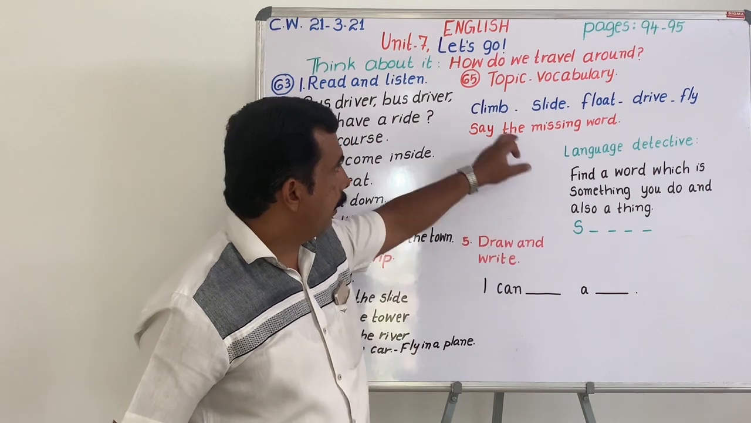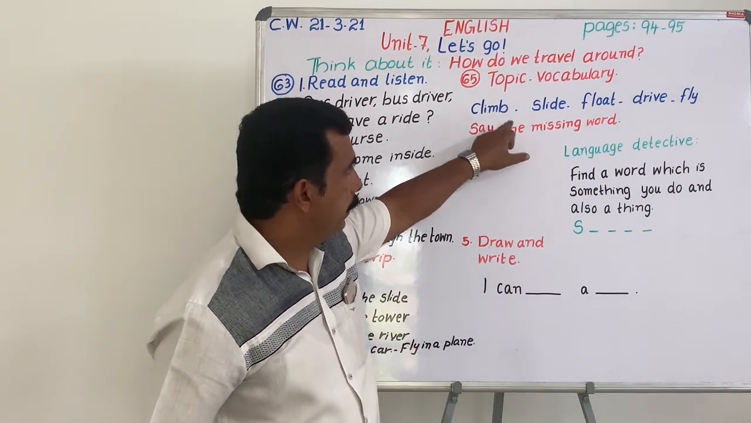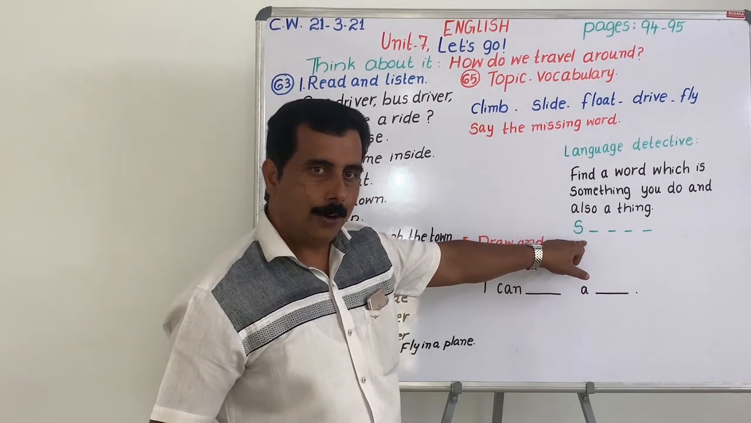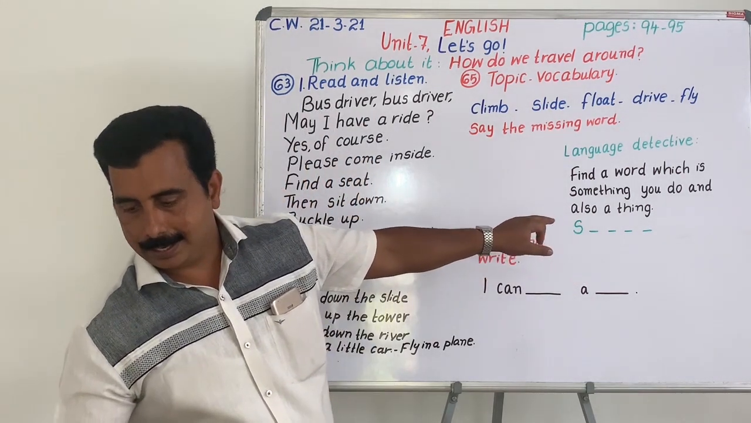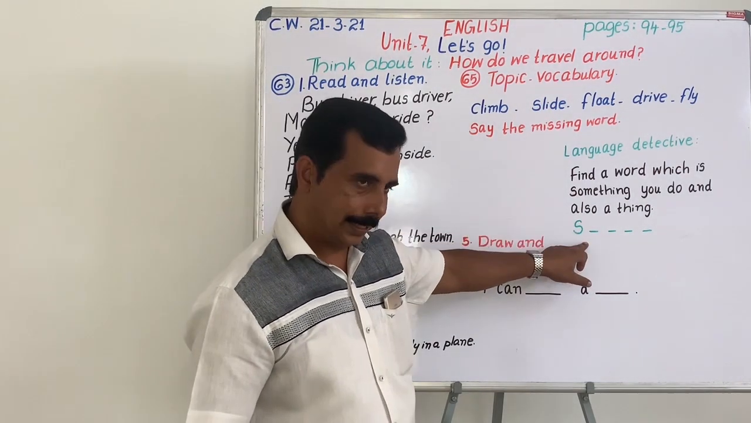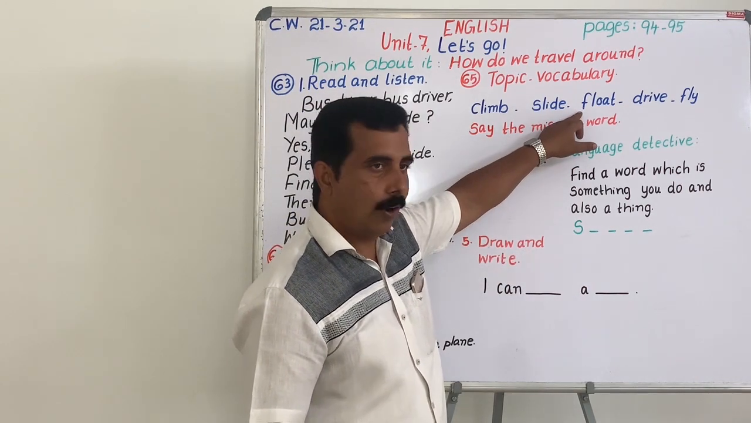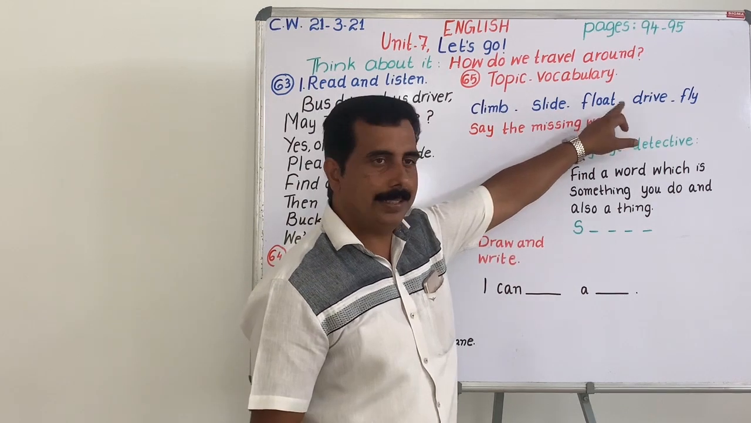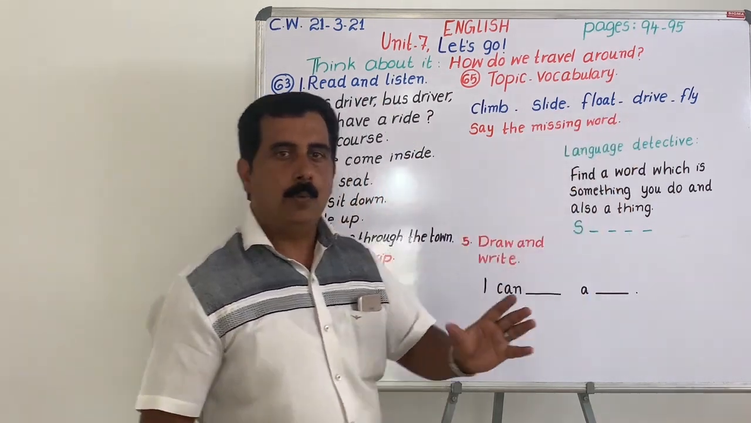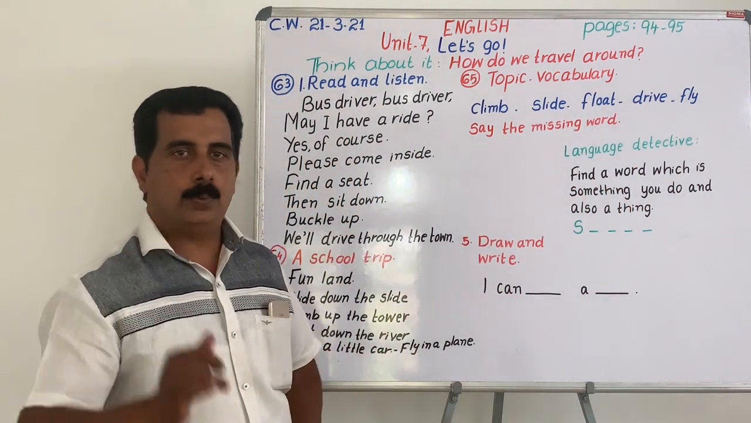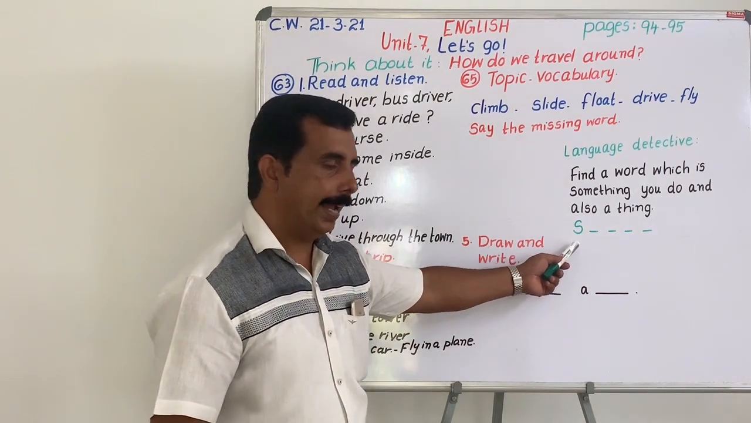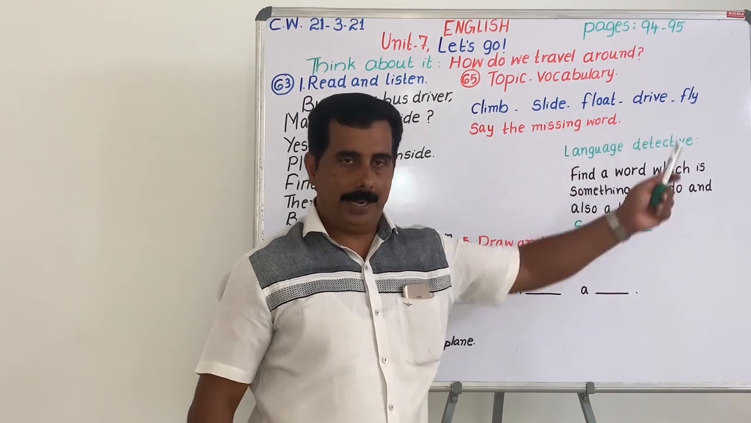Yes, I can climb a tower. I can slide down the slide. I can float down the river. I can drive a little car. I can fly in a plane. So, which action and which word? Both are the same. Let us start with S. Answer is here. Tell me.